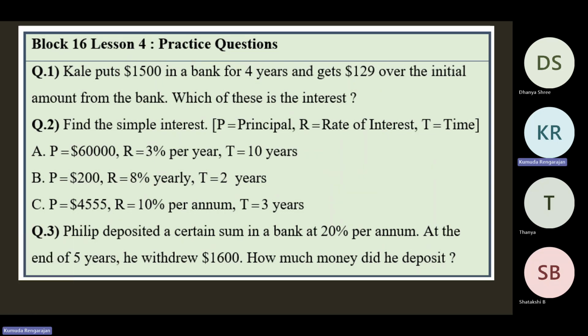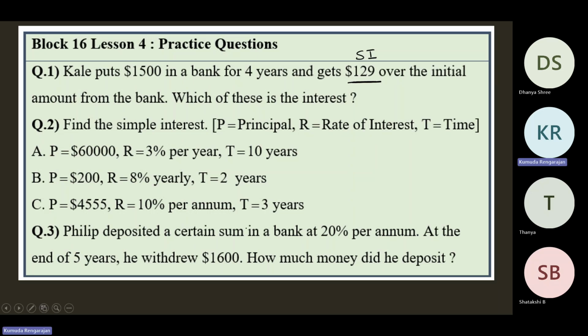Kale puts 1,500 in a bank for 4 years and gets $129 over, meaning more. He gets $129 more than the initial amount from the bank. So that extra money he gets is the interest. Which of these is the interest? Does this number represent interest, or this number, or this number, is the question. So this is what represents interest.